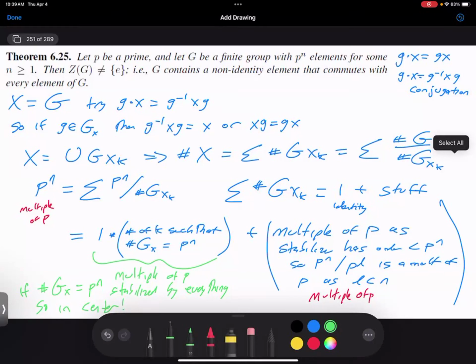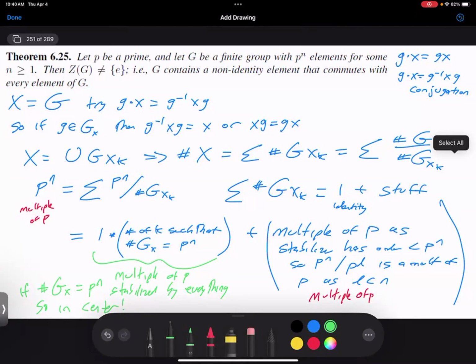Does the proof make sense? Why can't we cancel p^n? And then it would be 1 equals a sum of fractions. Well, we could, but that wouldn't be as useful. We know that the size of the orbit for the identity equals 1, which means that one of the elements in the sum equals 1.